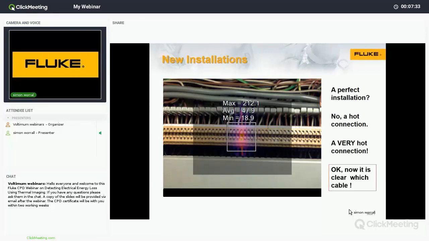So not only have we been able to identify the problem so we could fix it, but we've identified that the actual cable needs replacing. Better to do this at the beginning of a new installation than to find out when production is up and running and you have an overload and a production shutdown.